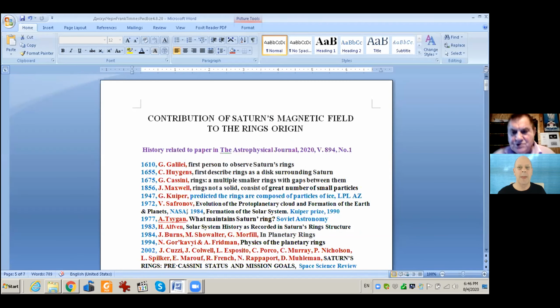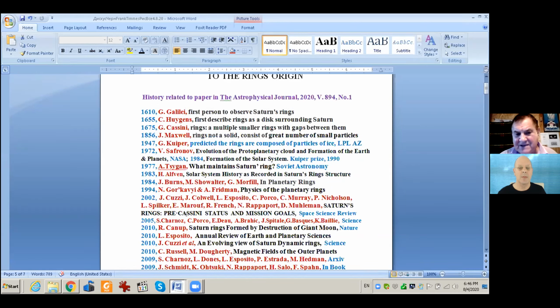This is a huge number of people. For 400 years after Galileo discovered the Saturn rings, so many people contributed, trying to understand why they exist. The well-known Huygens was the first to describe the rings as a disk surrounding Saturn. Then Giovanni Cassini was the first who tried to talk about smaller rings, with little gaps in between them.